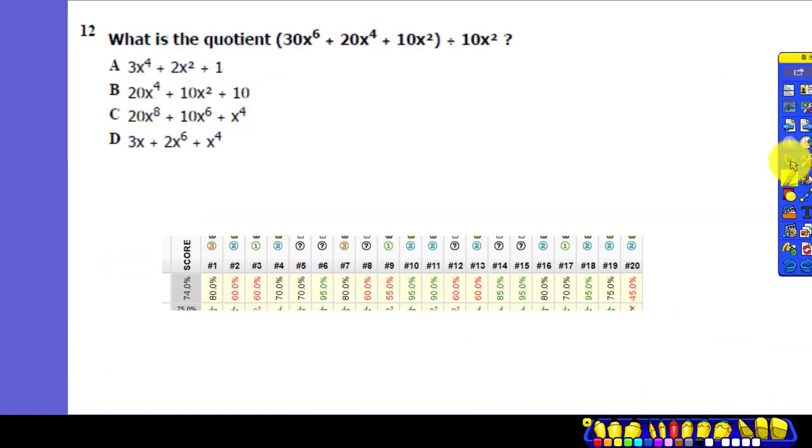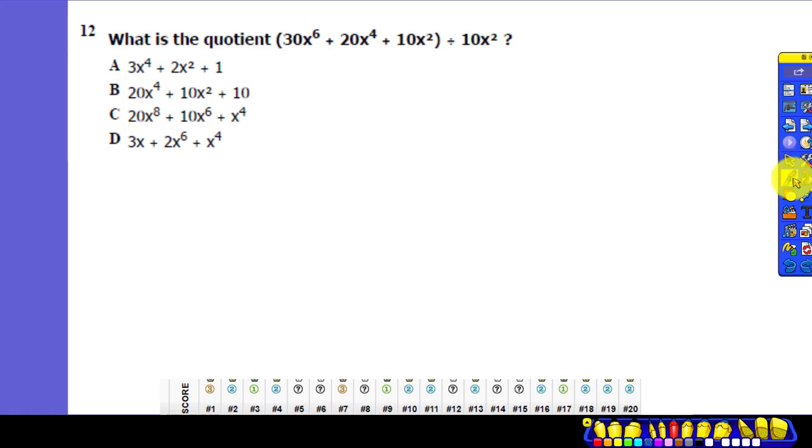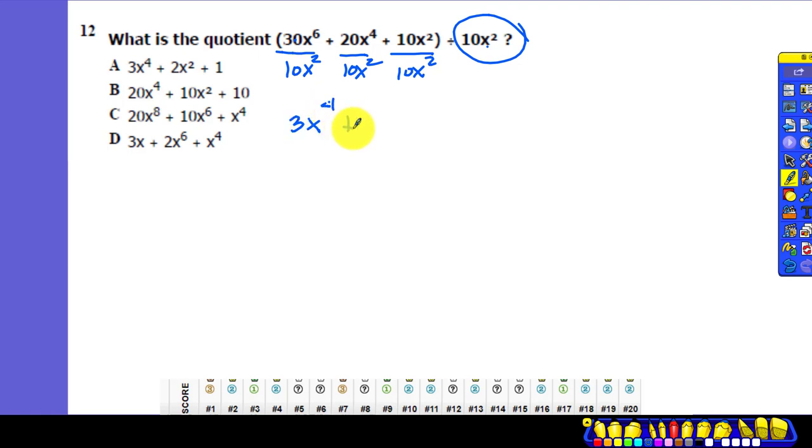So when you're dividing by a monomial, we just need to divide each term by your divisor, and then from here just divide your regular numbers. 30 divided by 10 is, what about x^6 divided by x^2? Subtract which one? The exponents, right? And then here, 20 divided by 10, x^4 divided by x squared.